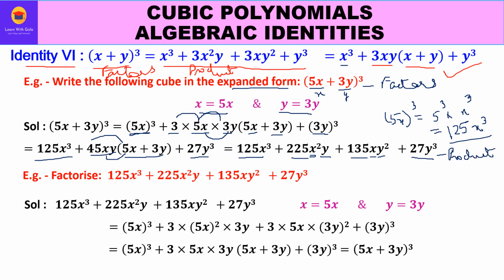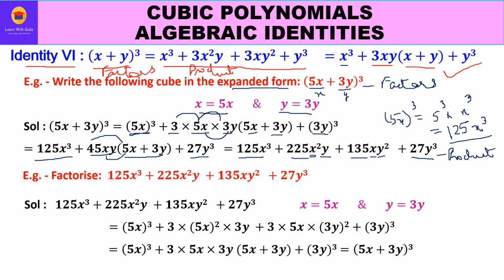Expanding the factors means you are multiplying the factors 3 times: (5x plus 3y) into (5x plus 3y) into (5x plus 3y). But over here, instead of doing the whole process of multiplying the three factors, we are just using the identity to get the product of these factors. So this is the answer.